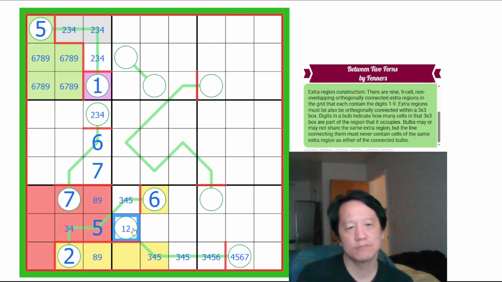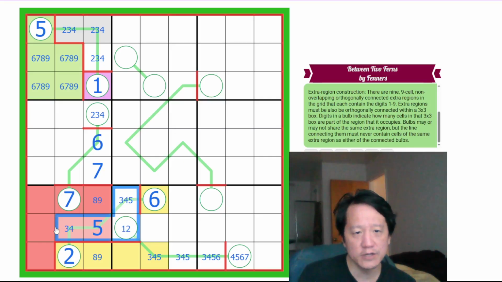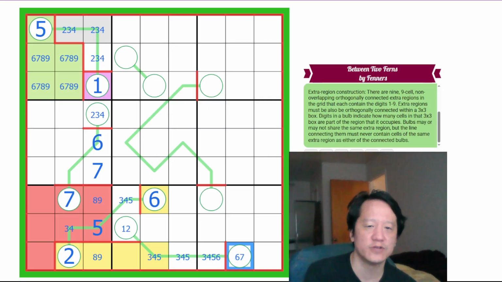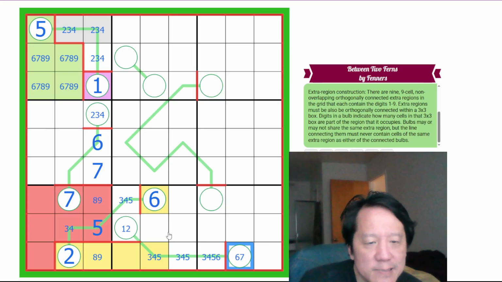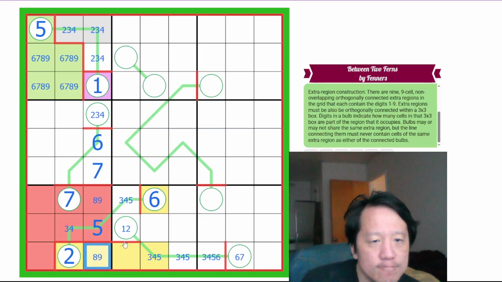The red could go over here. We don't know. This has to have 3 digits from 3, 4, 5, and 6. So this has to be either 6 or 7 here. This could be 1 or 2. This is 3, 4, 5 between that. Okay.